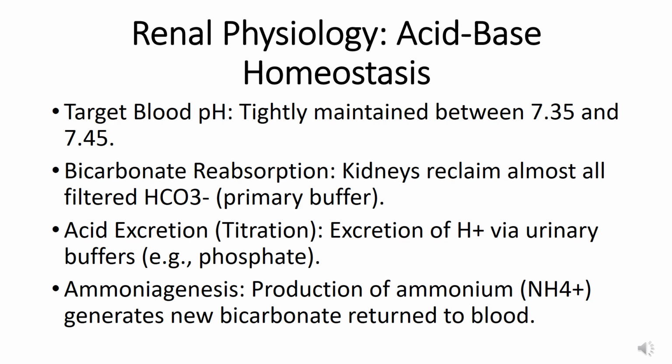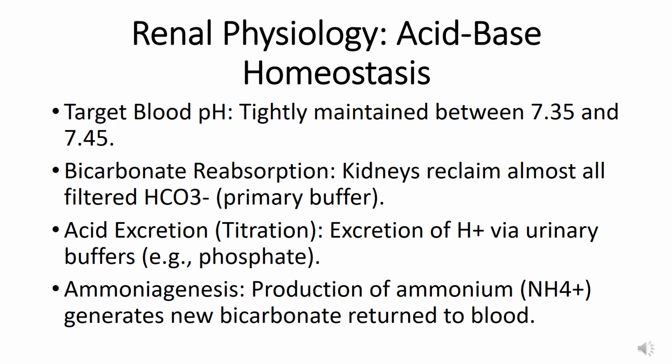The kidneys accomplish this through acid excretion. Hydrogen ions are actively secreted into the tubular fluid. However, free hydrogen ions cannot accumulate indefinitely in the urine. Urinary buffers are needed. One important urinary buffer is phosphate. Phosphate binds secreted hydrogen ions. This allows acids to be safely excreted from the body. This process is known as titratable acid excretion. It is an essential mechanism for maintaining acid-base balance.